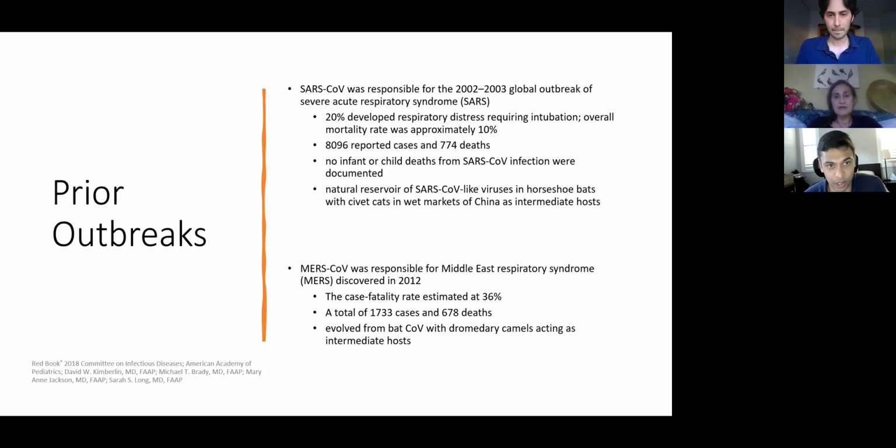The other interesting part is that SARS, the original SARS coronavirus, came from bats. It went to these cute animals called civet cats, which sort of look like a really sleek bobcat, and then went from there to humans.